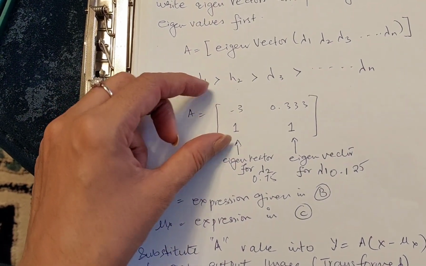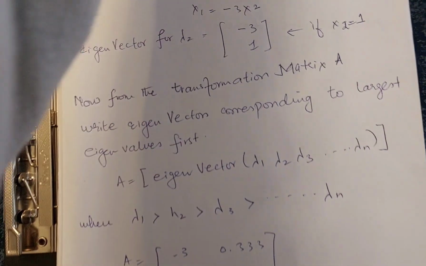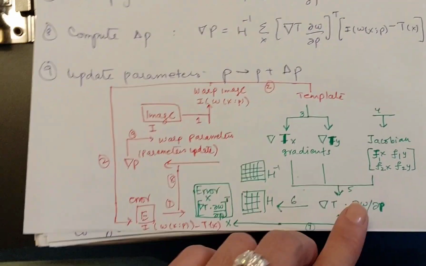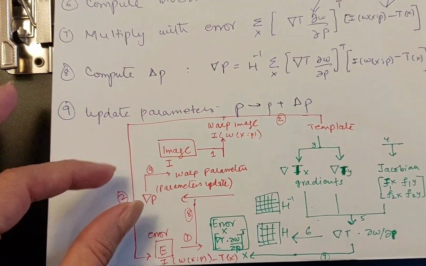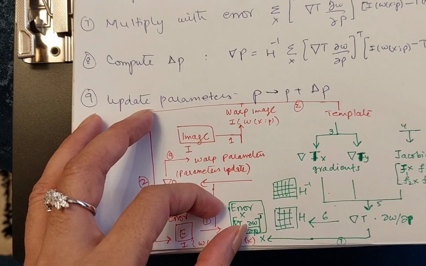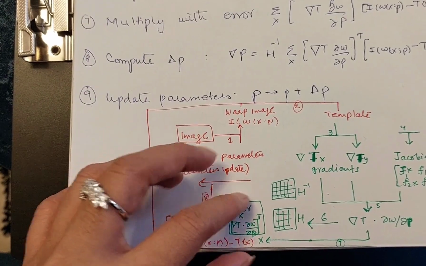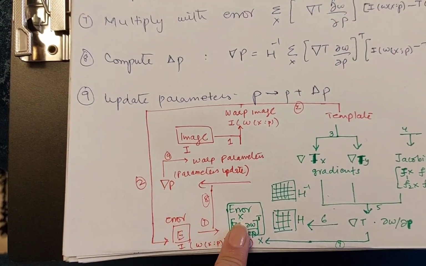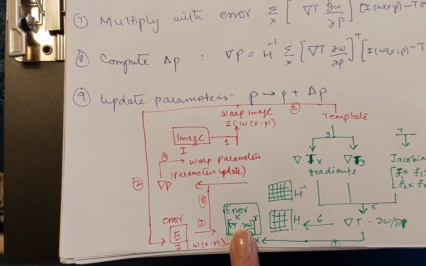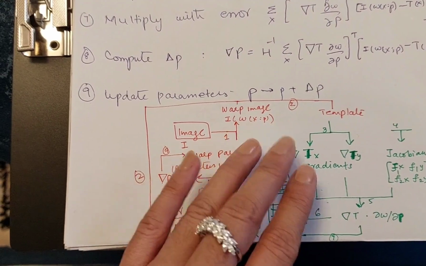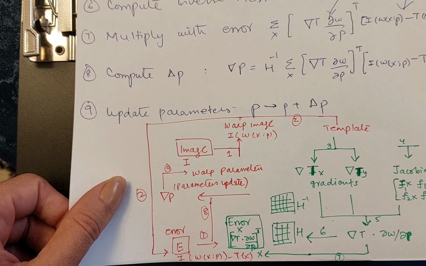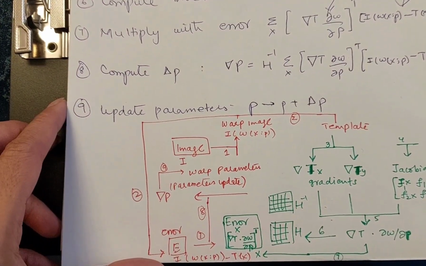Once we have this transformation, you can refer back to the overall scheme of Lucas-Kanade. You have actually found this delta P, because with the help of the error you found, in the form of the covariance matrix, you found your eigenvalues and eigenvectors. So this is what you are getting with the Lucas-Kanade algorithm.